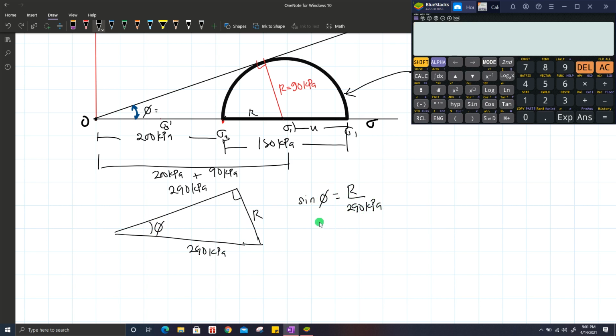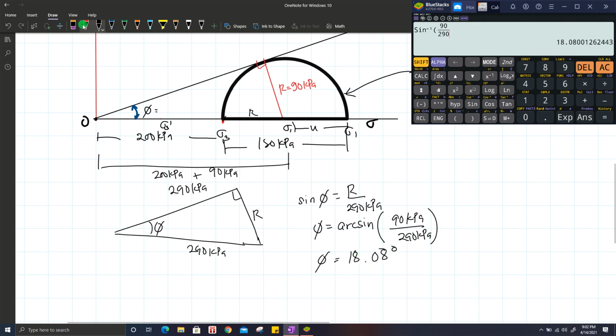So again, mag-focus tayo dun nga sa right triangle na na-form which is 290 kilopascal and yung angle of internal friction and itong radius. So sine function, sine phi equals r over 290 kilopascal. So phi is equal to arc sine of 90 over 290. So masasolve na natin siya. Ating sagot para sa undrained angle of internal friction is 18.08 degrees. Okay, that's the answer para sa letter A.